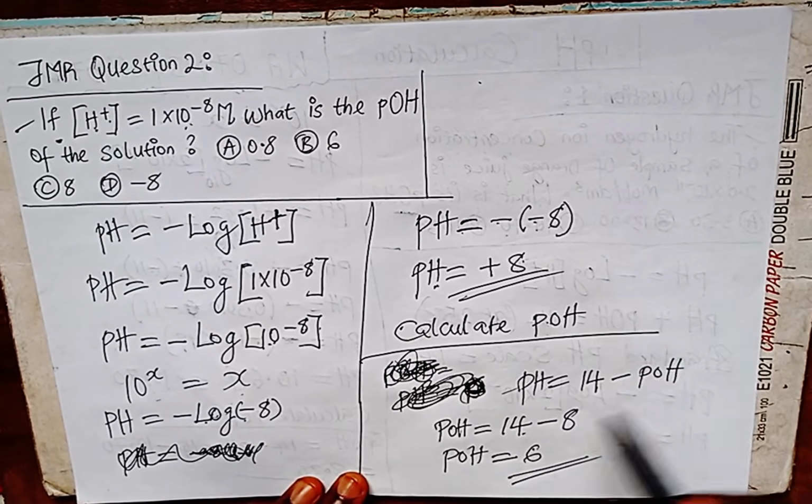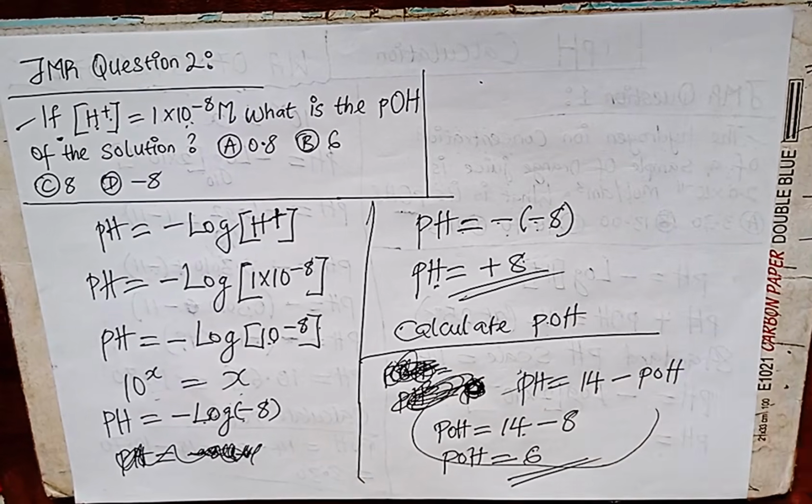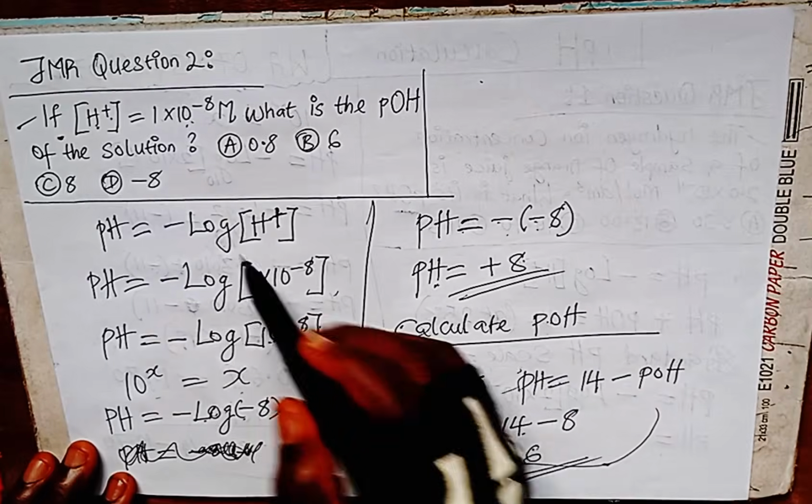If you are in the exam hall, you don't need to do all these. Just know that for your final answer you subtract that from 14. You subtract from 14 to get your answer. What you need to be concerned about now is how to solve all these logs.